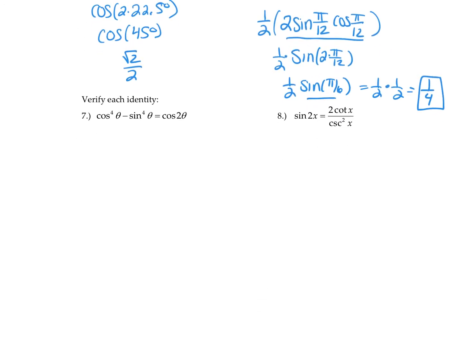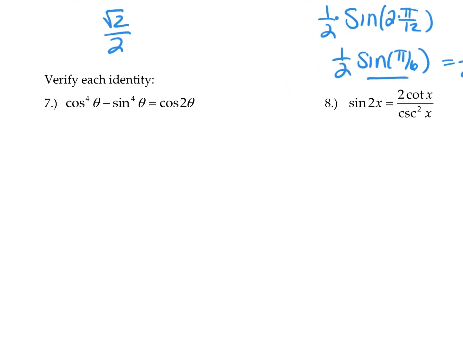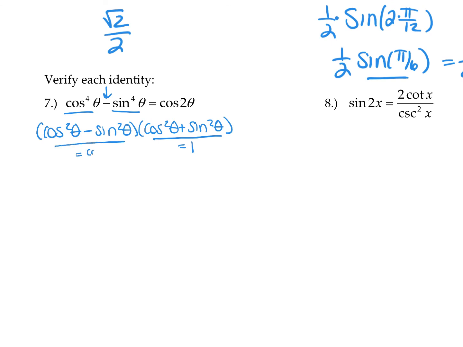All right, these last two are using some identities. So if I look at number 7, I have a difference of perfect squares. And so this is going to factor into cosine squared theta minus sine squared theta times cosine squared plus sine squared. So cosine squared plus sine squared equals 1, and cosine squared minus sine squared equals cosine of 2 theta. So 1 times cosine of 2 theta is just going to be cosine of 2 theta.